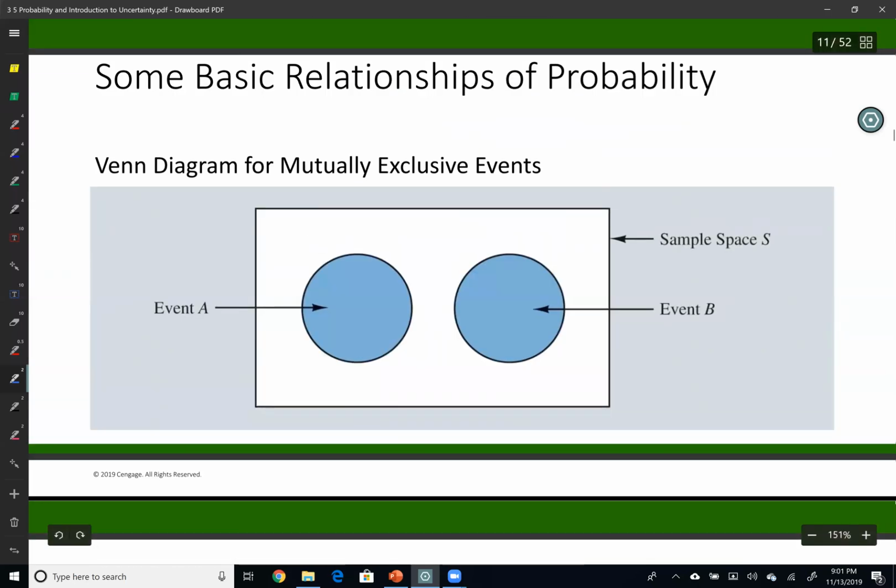So let's take a look at mutually exclusive events. Basically, mutually exclusive meaning that if event A happens, event B doesn't happen. If event B happens, event A doesn't happen. So you can see that they are mutually exclusive.